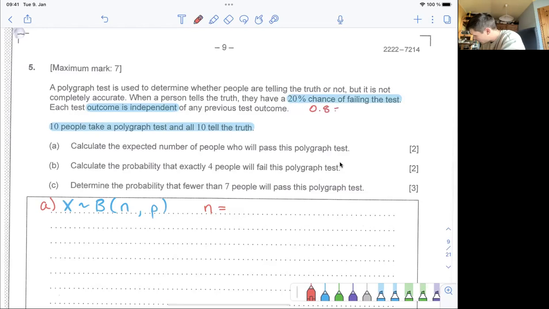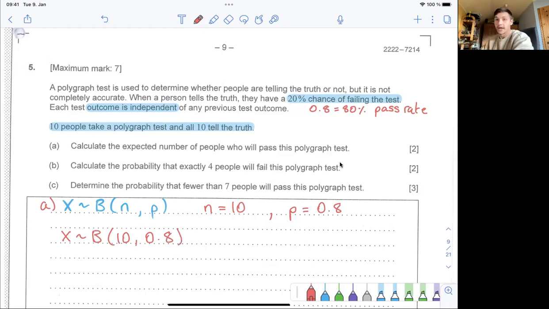So if there's a 20% chance of failing, that means 0.8, or 80%, pass rate. All right, so we're going to say the number of trials is 10. So we've got a fixed number of people, which is 10. We're going to say p is equal to 0.8. All right, so now we can write our binomial distribution as 10 trials with a probability of success, or passing it, of 0.8.